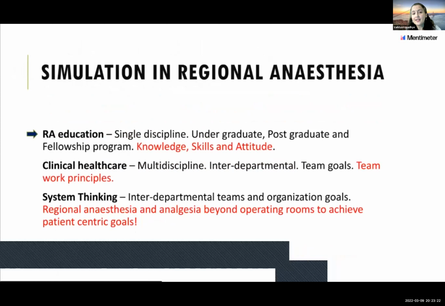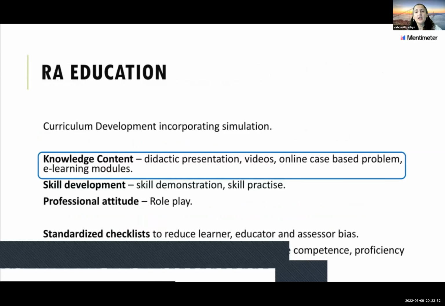So the regional anesthesia education has three components: KSA, knowledge, skills, and attitude, which is a mandate as an undergrad or a post-graduation student or a fellowship program for that matter. The clinical healthcare work that we do requires multidisciplinary teams to come together. And lastly, the system thinking, where we require the organization or patient-centric goals to be achieved, the safety goals. So we're going to take one at a time.